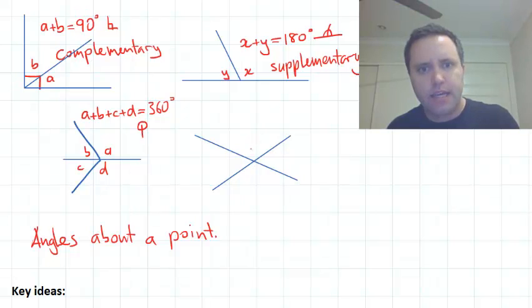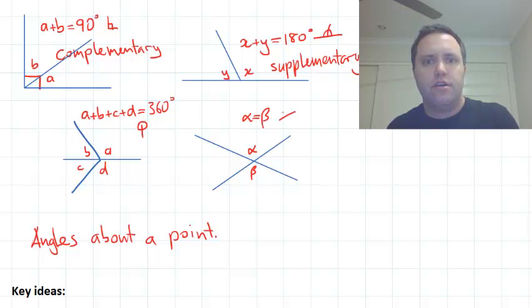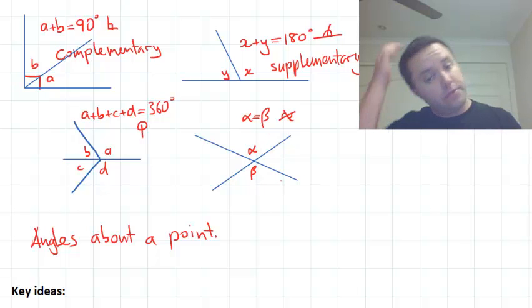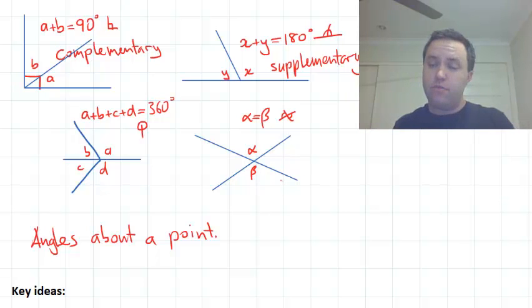Now lastly, if I had angle alpha and angle beta here, then alpha would be equal to beta because of vertically opposite angles. So the angles opposite each other at a point are going to be equal. Those are some rules that you'll need to be aware of to be able to use in this congruence of quadrilaterals section. So that stuff from last year, revise it, remember it.